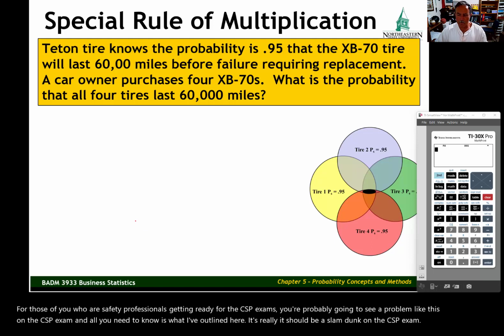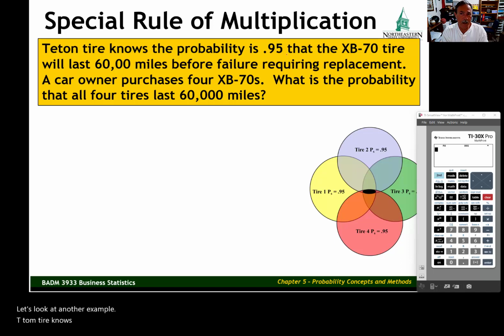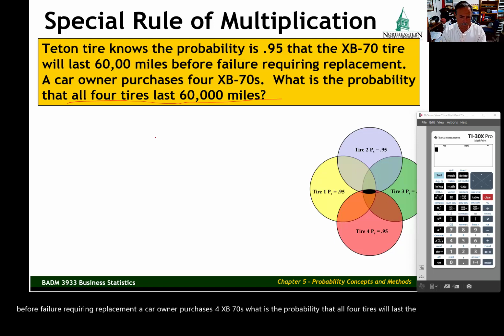Okay, let's look at another example. Teton Tire knows the probability is 0.95 that the XB70 tire will last 60,000 miles before failure requiring replacement. A car owner purchases 4 XB70s. What is the probability that all 4 tires will last the full 60,000 miles?